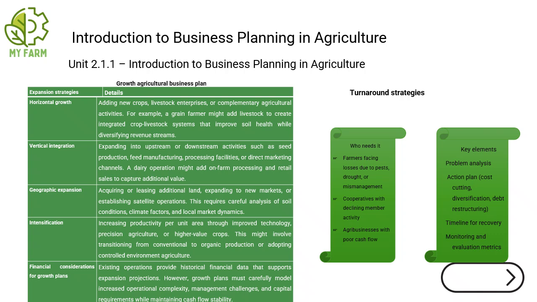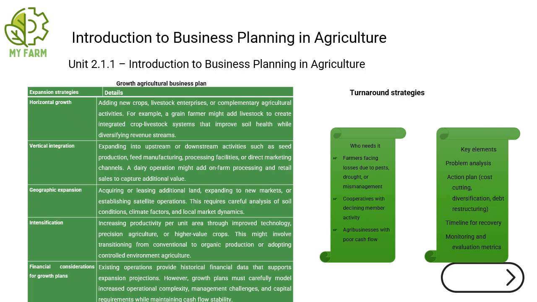The fourth strategy is intensification, which focuses on increasing productivity per unit of land. This can be achieved through improved technology, precision agriculture, advanced irrigation, or the shift to higher value crops. Some farmers may also transition from conventional to organic production or invest in controlled environment agriculture, such as greenhouses or vertical farms. Intensification allows producers to generate more value without significantly expanding land area.